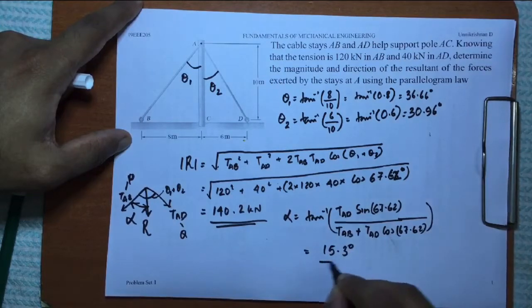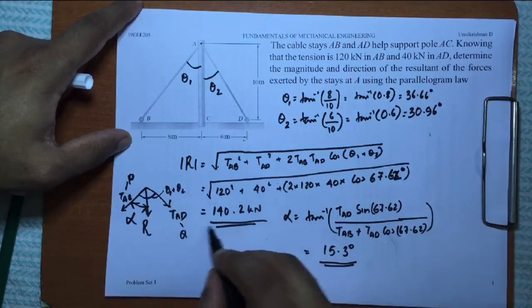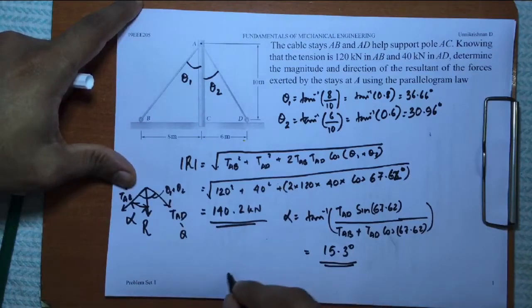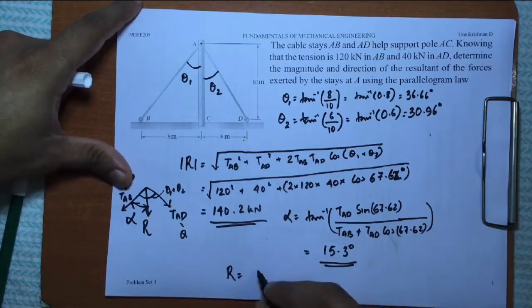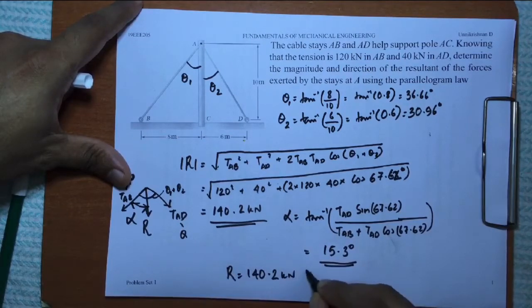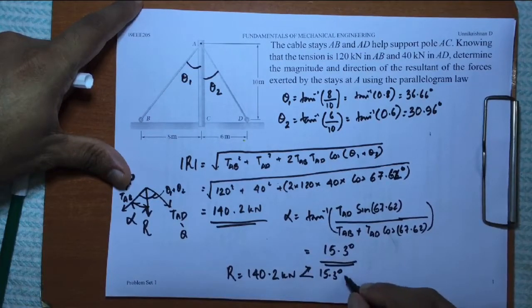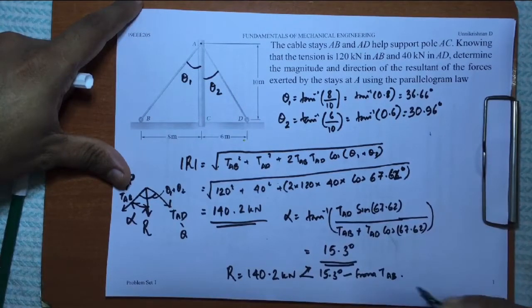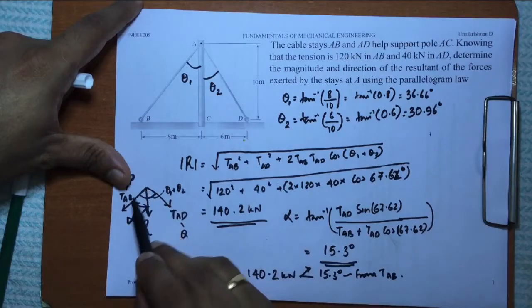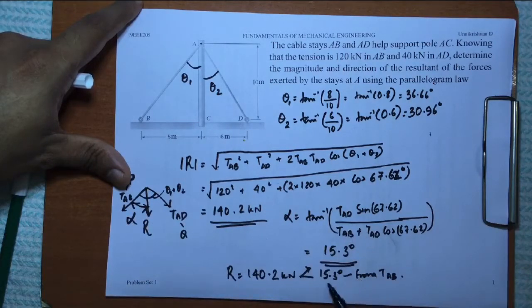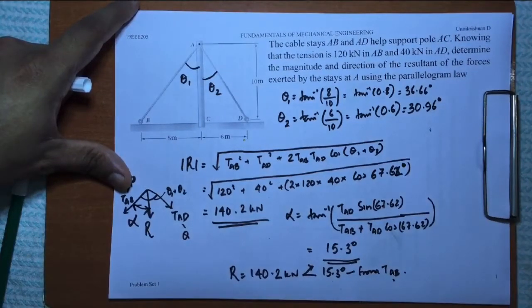Which will come out to be approximately 15.3 degrees. So we have the resultant vector R as 140.2 kilonewton acting at an angle of 15.3 degrees from TAB. That is very, very important. From the force TAB, it is measured 15.3 degrees. So with this, I think you will be able to understand the cosine law.